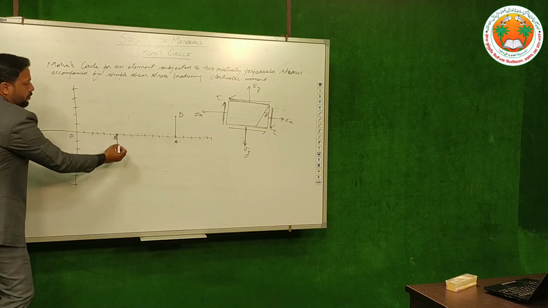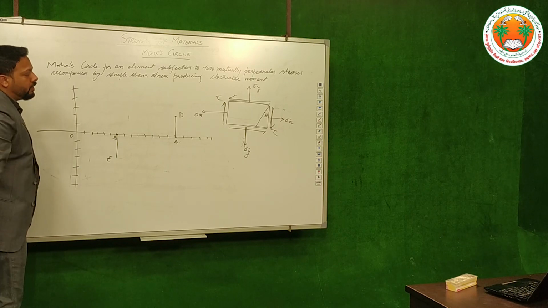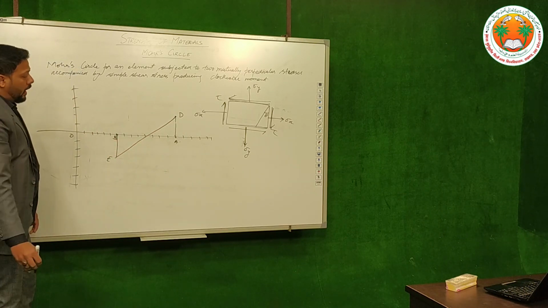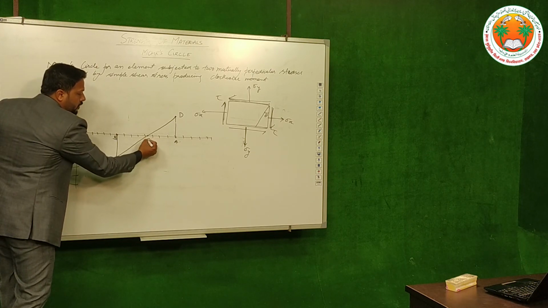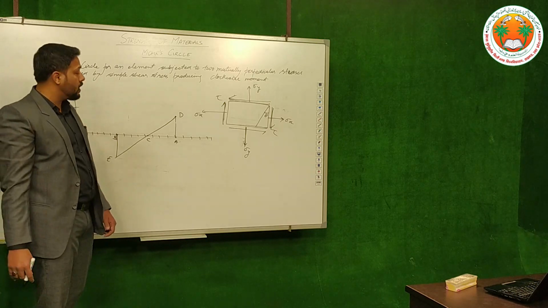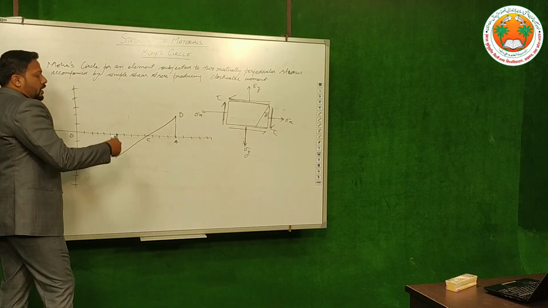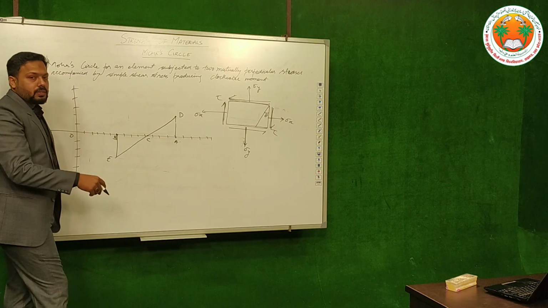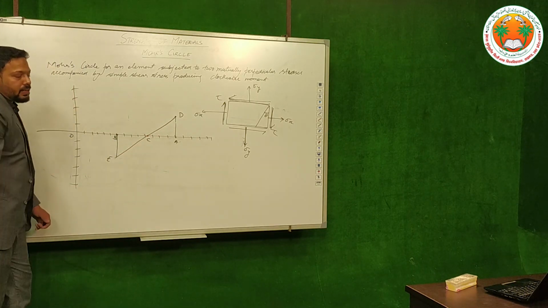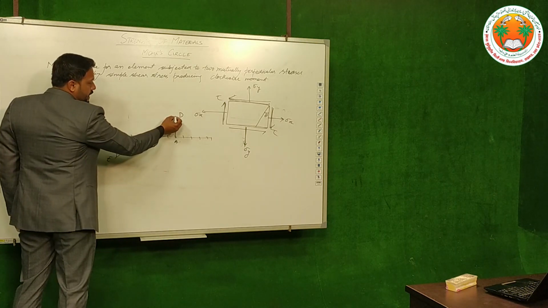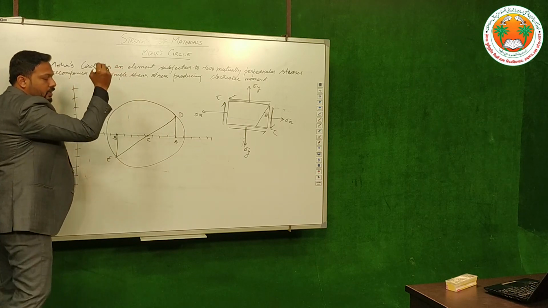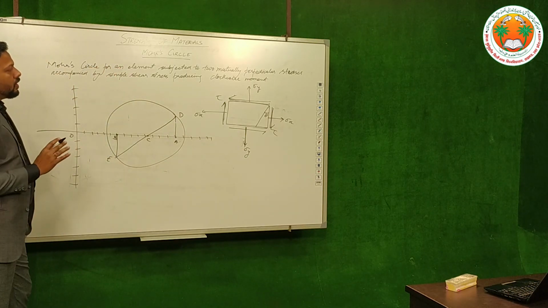After marking the points D and E, we will join these 2 points by the scale, and the point at which this line cuts the x-axis will be marked as the center of the circle. Next step is to draw the circle. We will draw the circle by taking CD or CE as radius. So by taking CD as radius, we will draw a circle. This is the Mohr circle for the given figure.